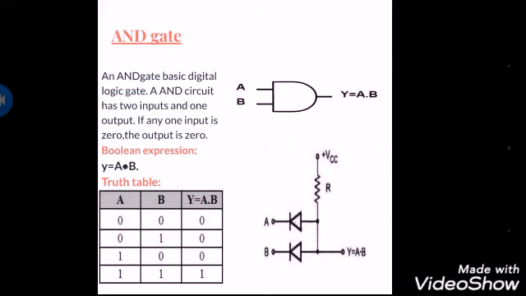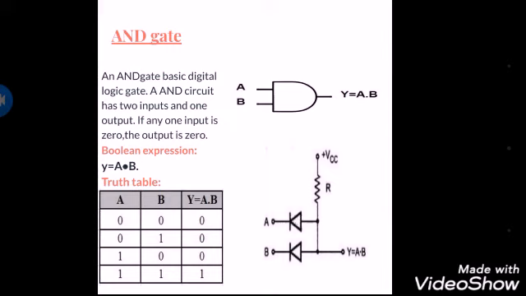Here is the truth table. A and B are the inputs. Y is equal to A dot B is the output. In the first case, A is 0 and B is 0, then the output Y is equal to 0. And in the second case, A is 0 and B is 1, and then Y is equal to 0. And in the third case, A is 1 and B is 0, then the output is 0. In the last case, both the inputs are 1, then the output is 1.